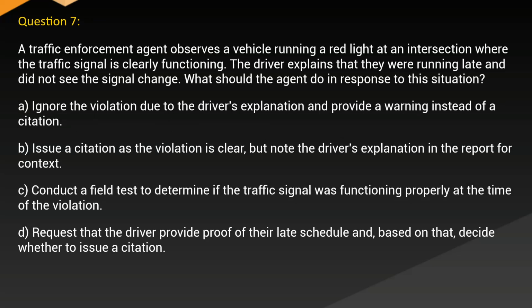Question 7. A traffic enforcement agent observes a vehicle running a red light at an intersection where the traffic signal is clearly functioning. The driver explains that they were running late and did not see the signal change. What should the agent do in response to this situation? A. Ignore the violation due to the driver's explanation and provide a warning instead of a citation. B. Issue a citation as the violation is clear, but note the driver's explanation in the report for context. C. Conduct a field test to determine if the traffic signal was functioning properly at the time of the violation. D. Request that the driver provide proof of their late schedule and, based on that, decide whether to issue a citation.